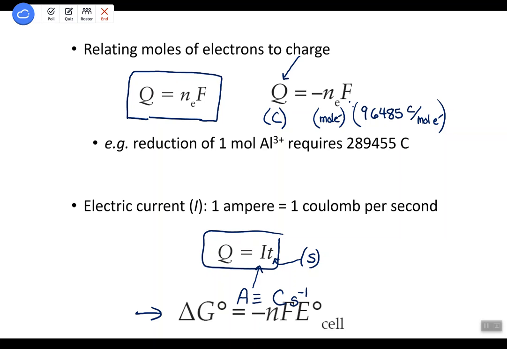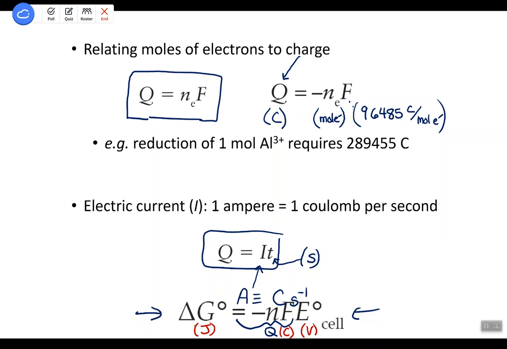As an extra little note here, we've seen this equation before. Gibbs free energy is equal to the negative n times F, so the number of moles of electrons and Faraday's constant, which we now know is charge, times the voltage of that cell, and that will give us the energy in joules. So the energy in joules is equal to the charge in coulombs times the cell potential in volts. And we can correlate these ideas to determine Gibbs free energy.